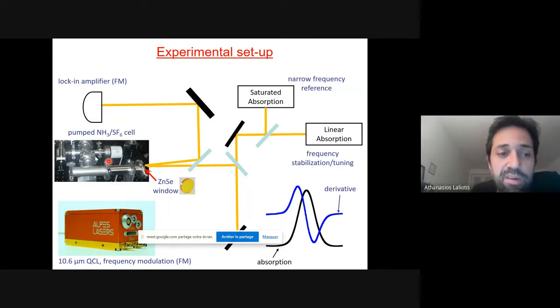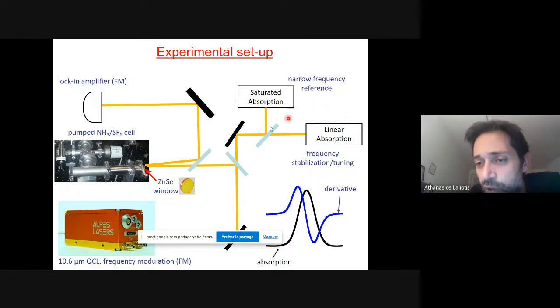The cells look very different. They're made of vacuum components, and we fill them with molecules from gas bottles, so this is much more convenient. It's a room temperature experiment. The ideas are the same: you have a window and you measure the selective reflection, and you have a saturated absorption experiment, an auxiliary experiment that gives you a narrow frequency reference.